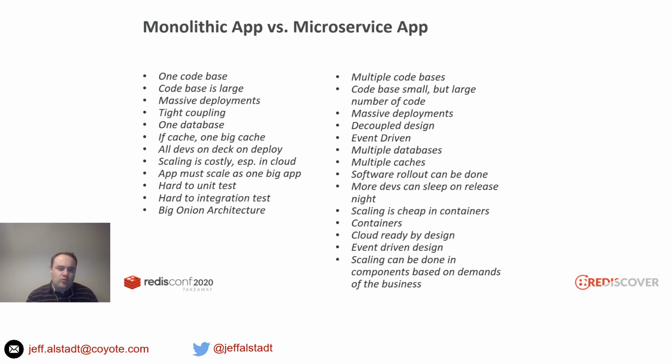The app must scale as one big app. It's hard to unit test. It's hard to integration test. It's usually following a big onion architecture.